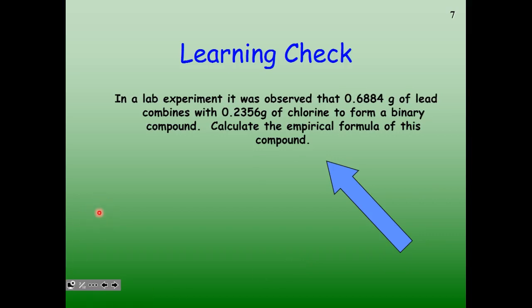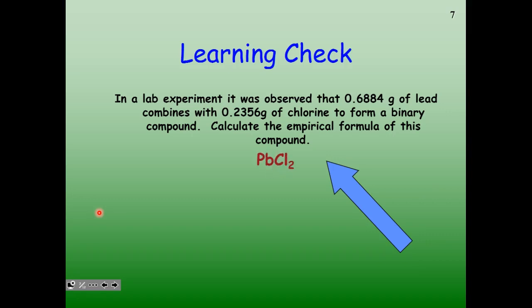It says, in a lab experiment, it was observed that 0.6884 grams of lead combines with 0.2356 grams of chlorine to form a binary compound. Calculate the empirical formula. So go ahead and pause, follow your steps, try to calculate the empirical formula. When you're done, push play again. We'll go over the answer.